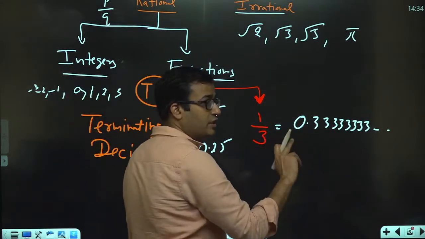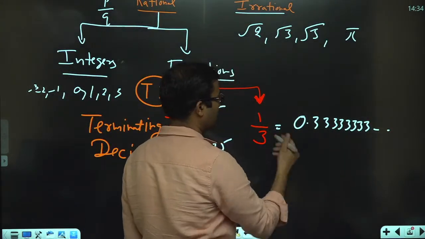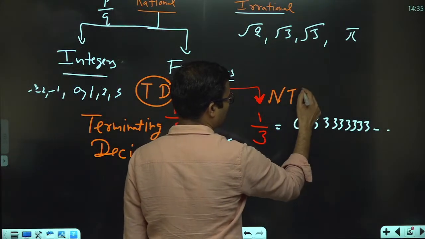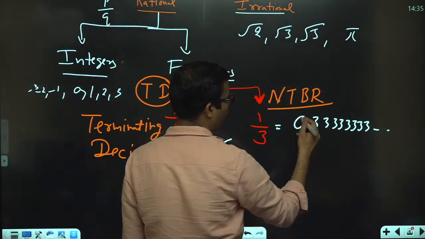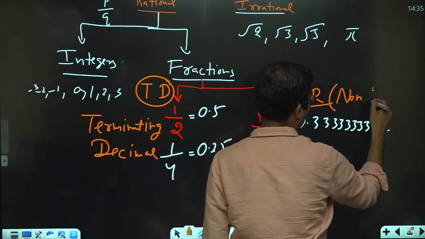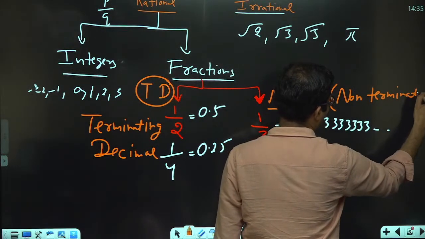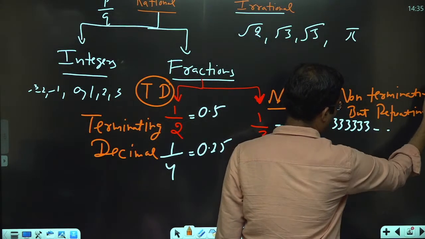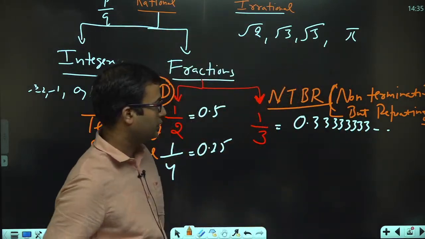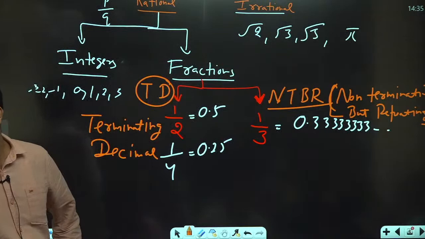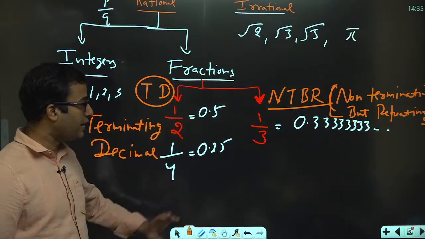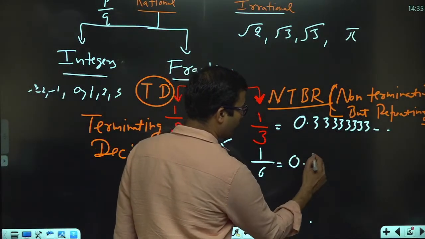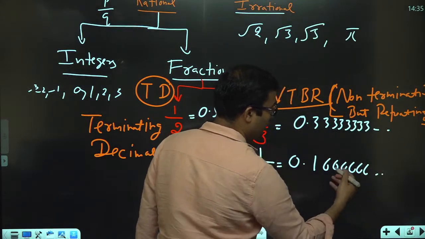Whereas the second type is not terminating, but there is repetition. So here, non-terminating but repeating. Like 1 by 3, 0.333. Next is 1 by 6, 0.16666. There is a repetition of 6.